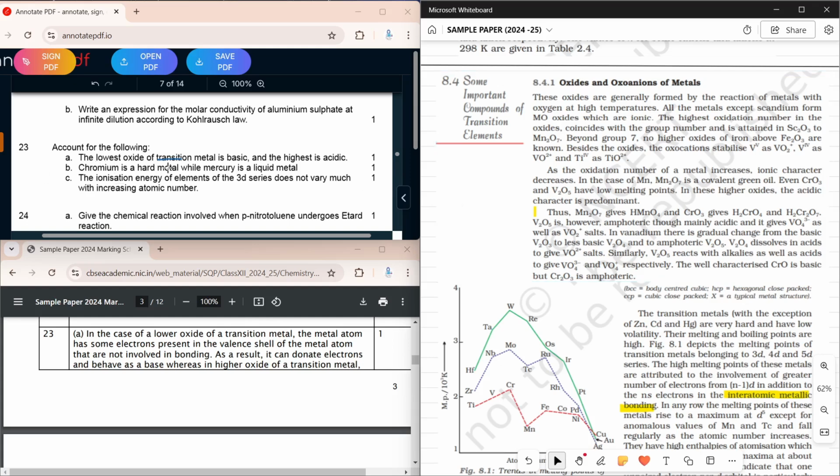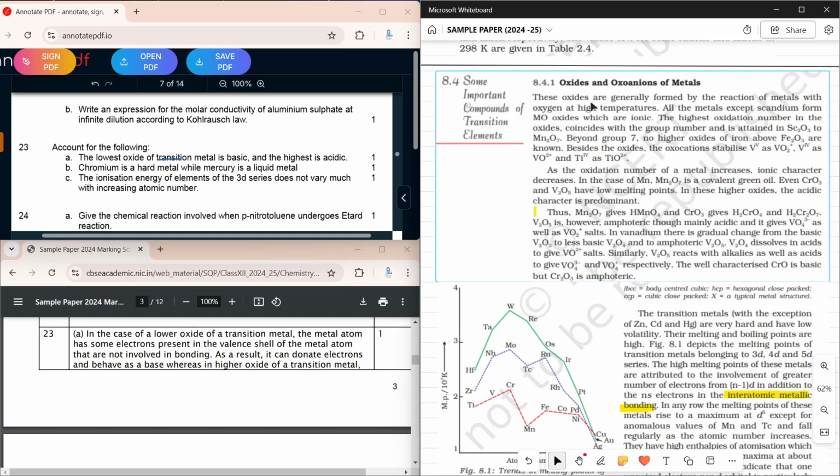So basically the lowest oxidation state of the transition metal is basic, and as the oxidation state goes up, you have a more acidic nature. This is because in lower oxides there are some electrons in the valence shell which don't take part in the formation of bonds, so they like to give those electrons away. They don't want them anymore, and that's why they act as a base. For higher oxides, they don't have enough electrons in the shell for donation. They can't give them away as freely, and because of that, they act as acids. So that's related to the ability of donation of electrons in lower versus higher oxidation state.